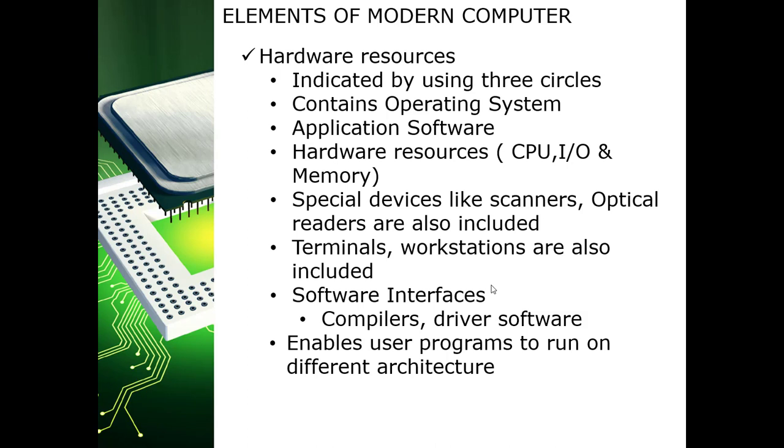So these concepts that we discussed are enabling the users and user programs to run on different architecture. Even the architecture will vary. Every computer has a different kind of processor and memory. The concepts that we discussed: operating system, application software, hardware resources, and software interfaces. These are all making the user's programs run on different architecture. Okay.